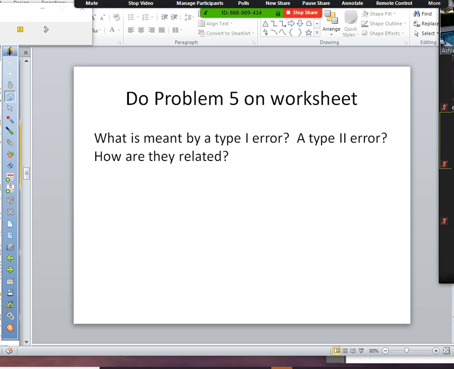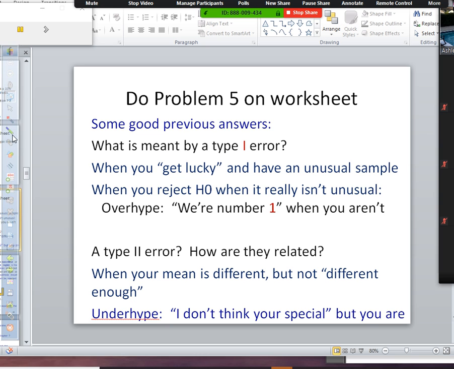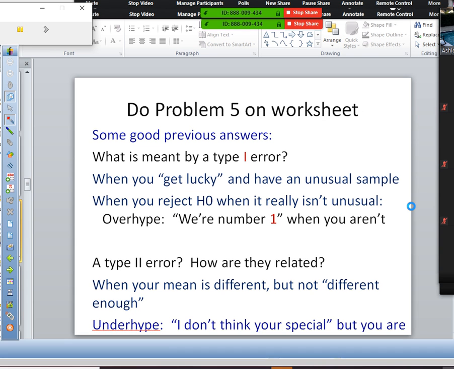All right, no worries. Type 2 error is you fail to reject the null hypothesis when it is false. Yep, totally. Perfect. Well done, guys. Here's some other answers that people have given in the past, which are pretty similar to what you guys have just said.